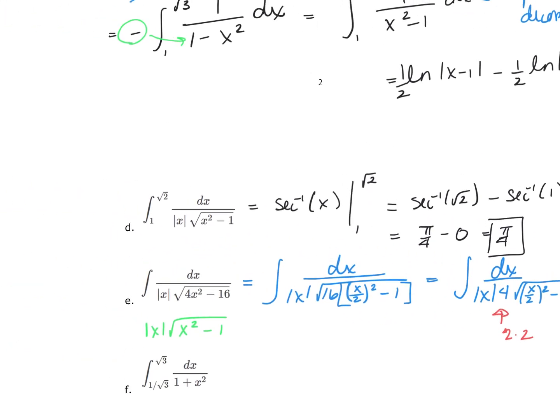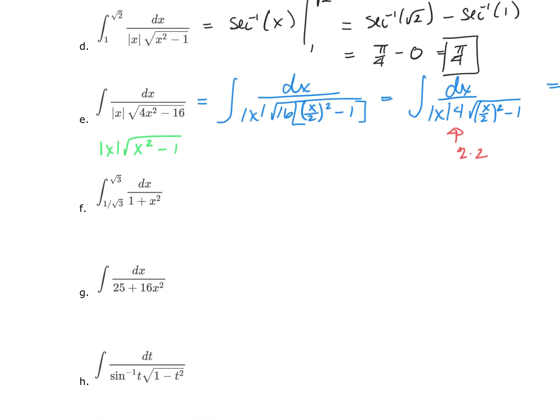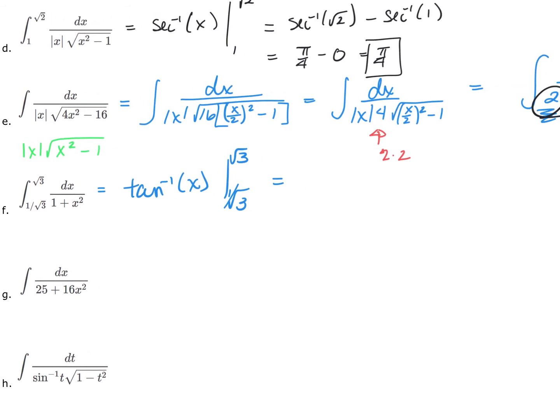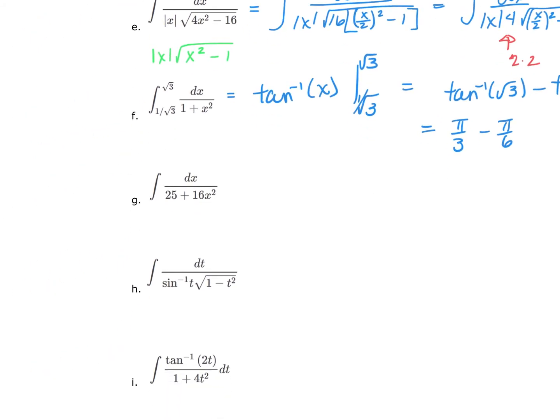Now, let's take a look at F. F is really nice, straightforward. This is just the tangent inverse. The tangent inverse of x evaluated from 1 over the square root of 3 to the square root of 3. The upper bound, so I have the tangent inverse of the square root of 3 minus the tangent inverse of 1 over the square root of 3. Looking on my trig formula sheet, this happens when we're at pi over 3 minus pi over 6, and whatever that is, is my final answer.